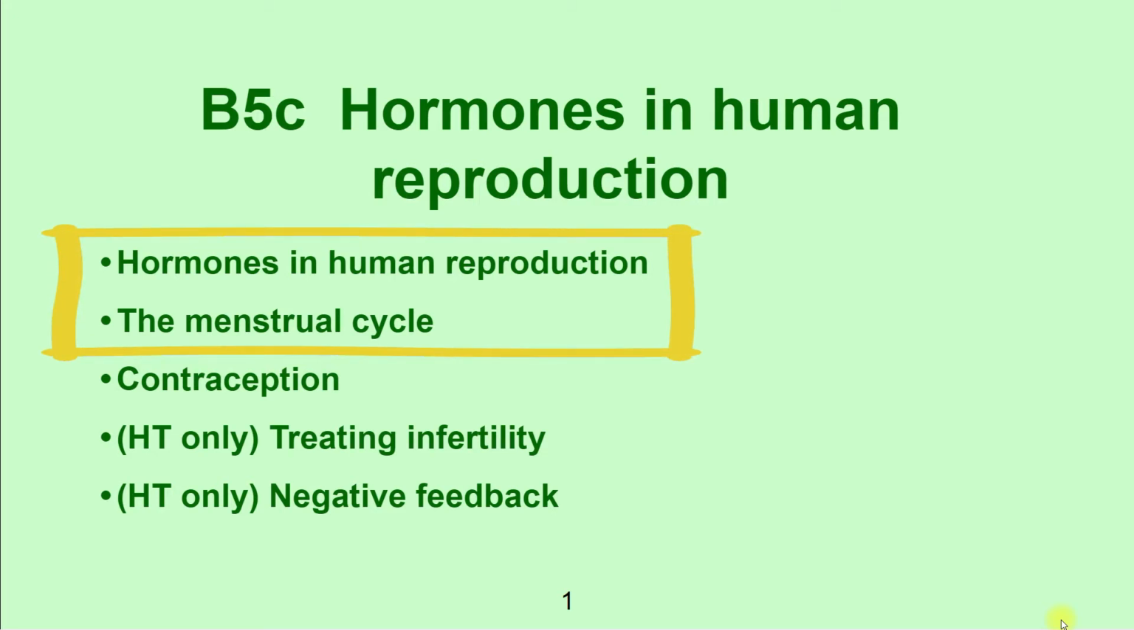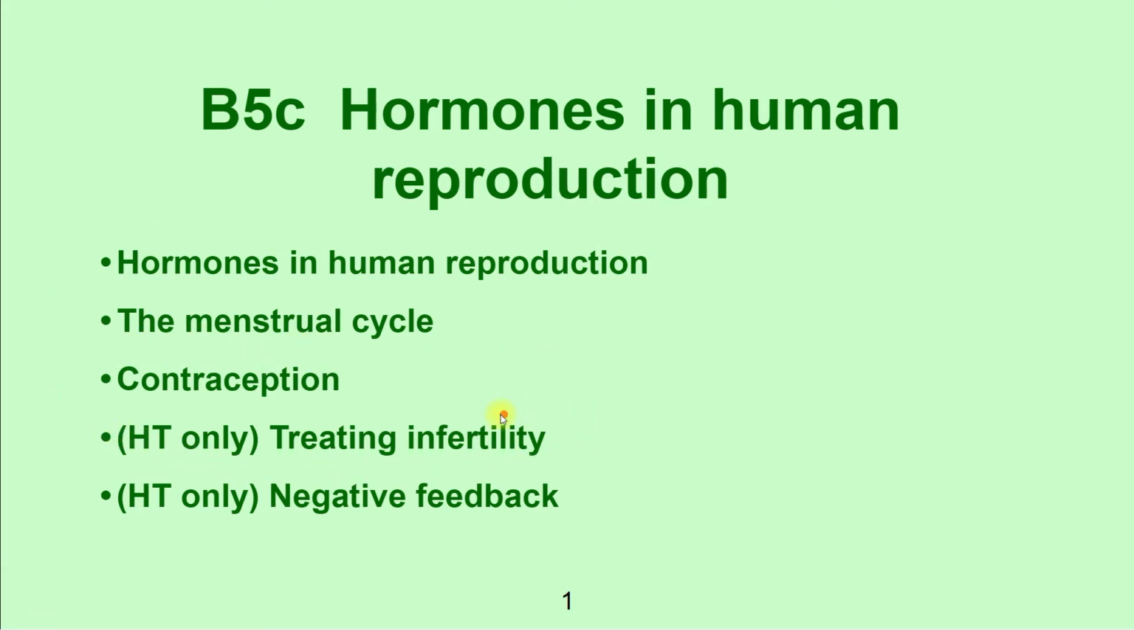Okay, so this is pack 14 and it's about hormones again, but it's about the hormones that are involved in human reproduction. So we're going to look at those hormones. We're also going to consider the menstrual cycle, which is a series of events that ensures the release of one egg each month. We're also going to look at contraception and ways of treating infertility, and also a quick look at negative feedback of hormones.